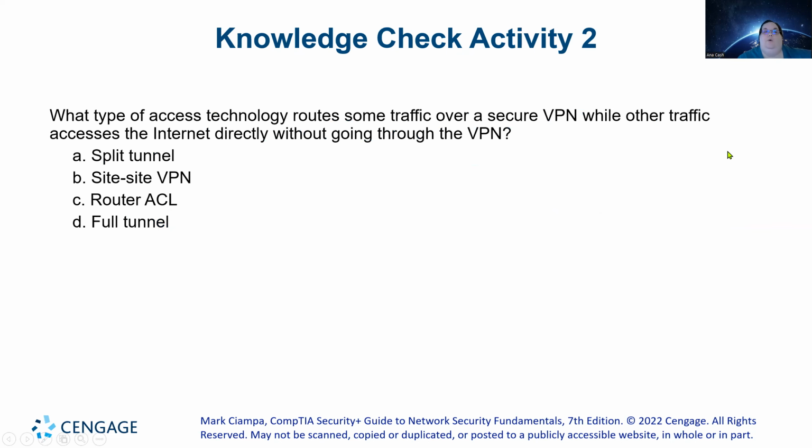Okay, knowledge check 2. What type of access technology routes some traffic over a secure VPN while other traffic accesses the internet directly without going through the VPN? Is that a split tunnel, site-to-site VPN, router ACL, or a full tunnel? Looks like you guys are all in.